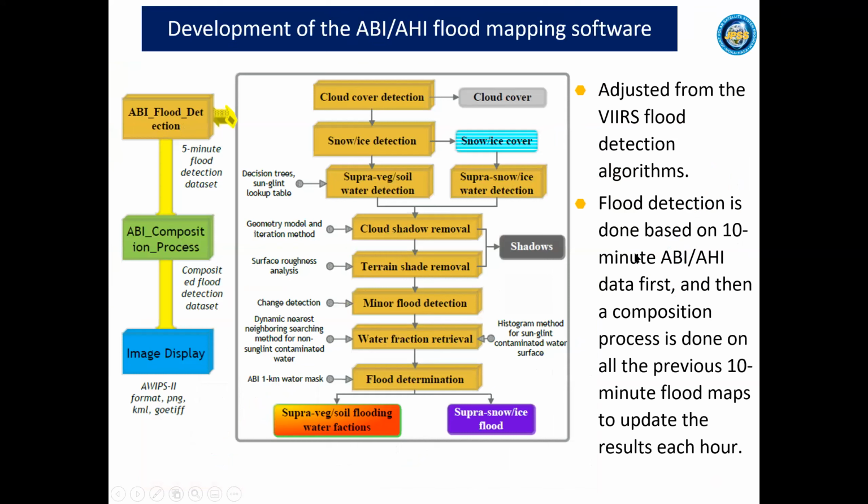To solve this problem, under the support of the GOSAR program, we developed the ABI and AHI flood mapping software and algorithm. This shows the ABI flood mapping software components and algorithm flow. The algorithm is adjusted from the VIIRS flood detection algorithm, and we detect flood based on the 10-minute ABI and AHI data first, and then we use a rolling composition process on all the previous 10-minute flood maps and update the flood map each hour.